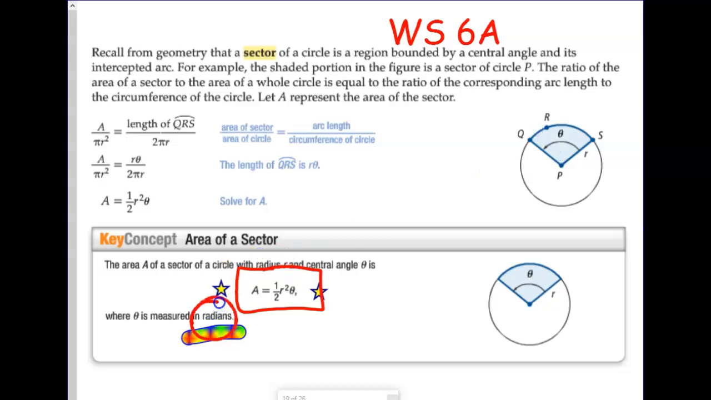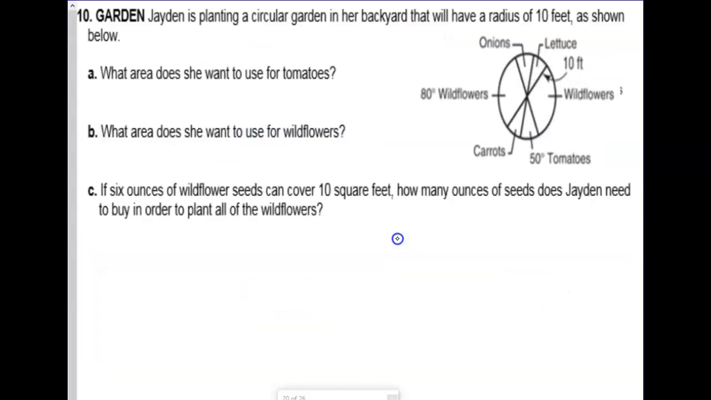And once again, the important piece is that theta has to be measured in radians for you to use this formula. That's just the catch on all of the formulas in trig. Otherwise, you got to use a totally different formula. So instead, we just convert it.